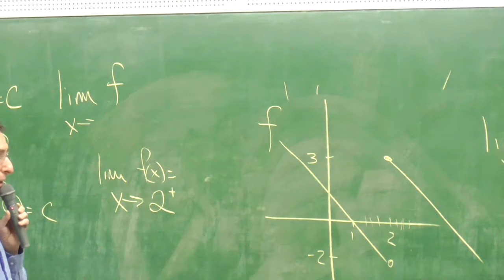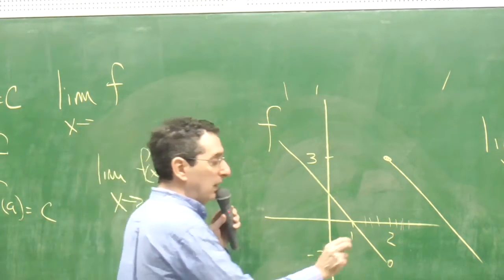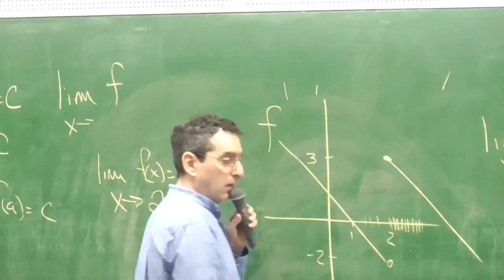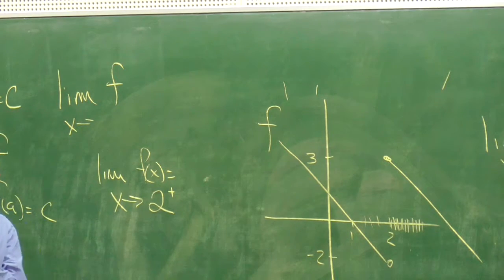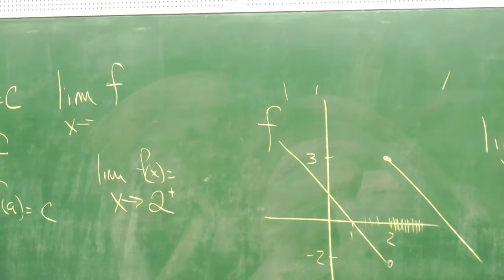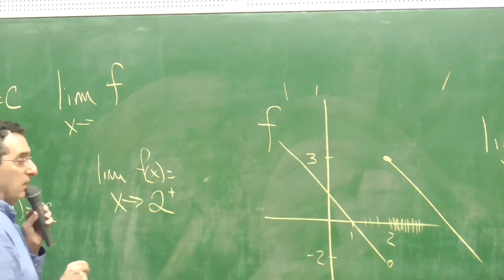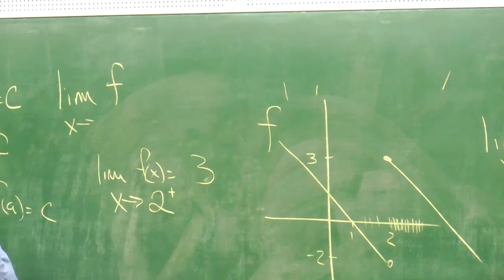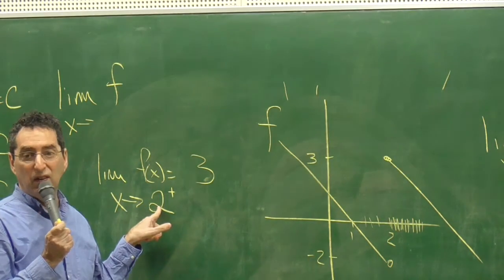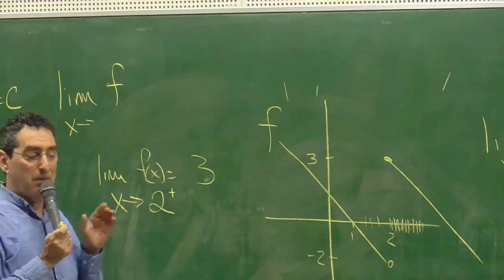So what it means is only looking from the right-hand side of 2. So you don't have to look from the left-hand side of 2. In fact, you don't look from the left-hand side of 2. Okay, then do you have a single number which you would guess? Yeah, you would guess 3. Okay, so that's what that means. So that means only looking at values to the right of 2. Okay, so that's what that means.